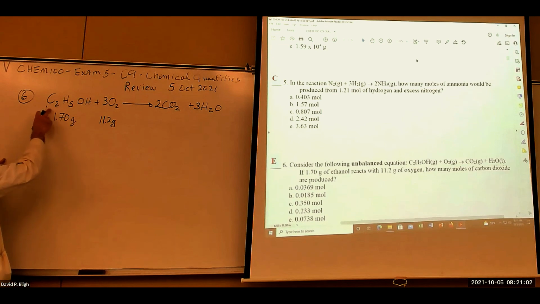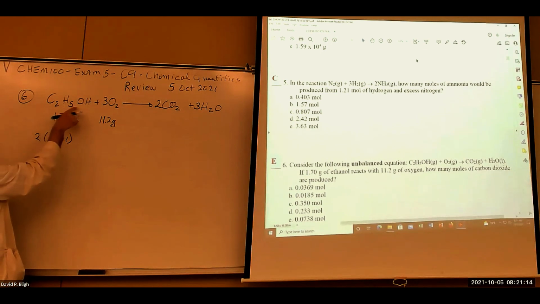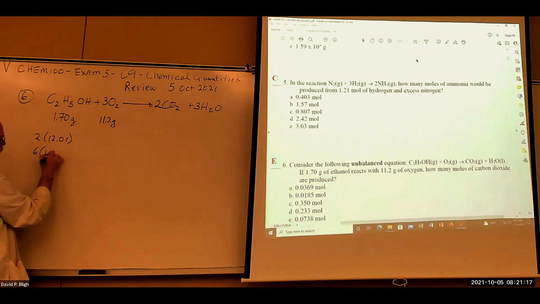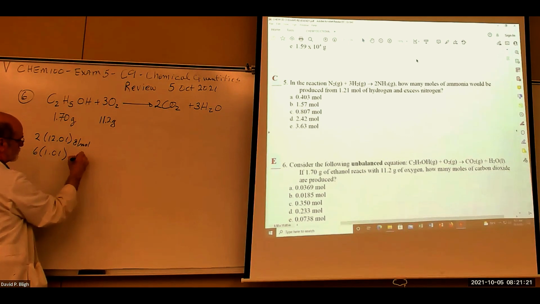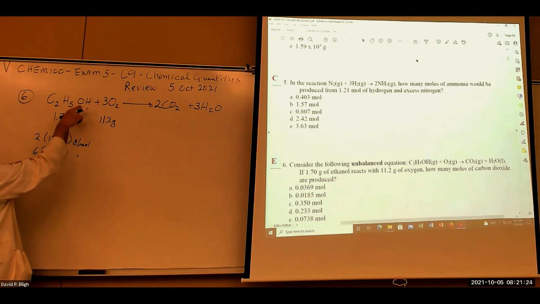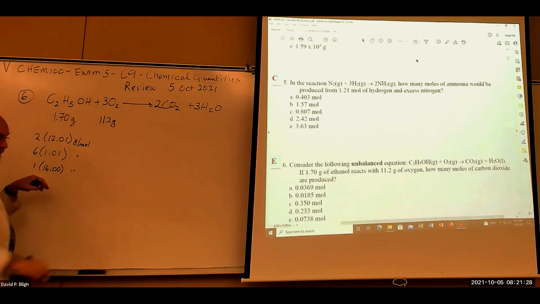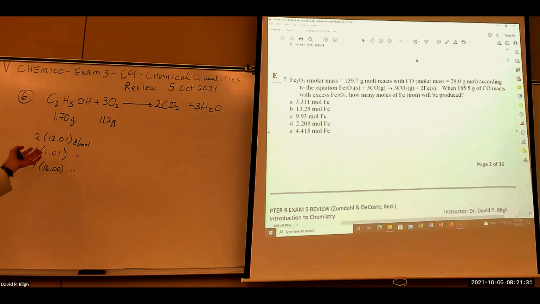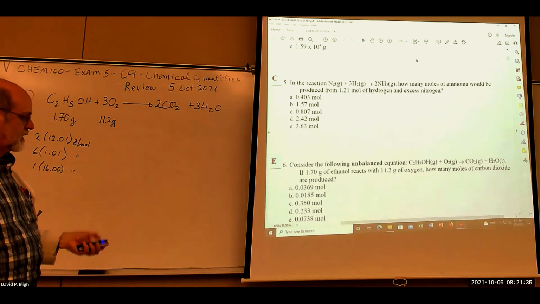In this case, we have 2 carbons, 6 hydrogens, and 1 oxygen. So we need 2 times 12.01. That's for the carbons. We have 6 hydrogens, which is 1.01. This is grams per mole. And then we have 1 oxygen, 16. Look those up in your periodic table. You'll see that that's true.